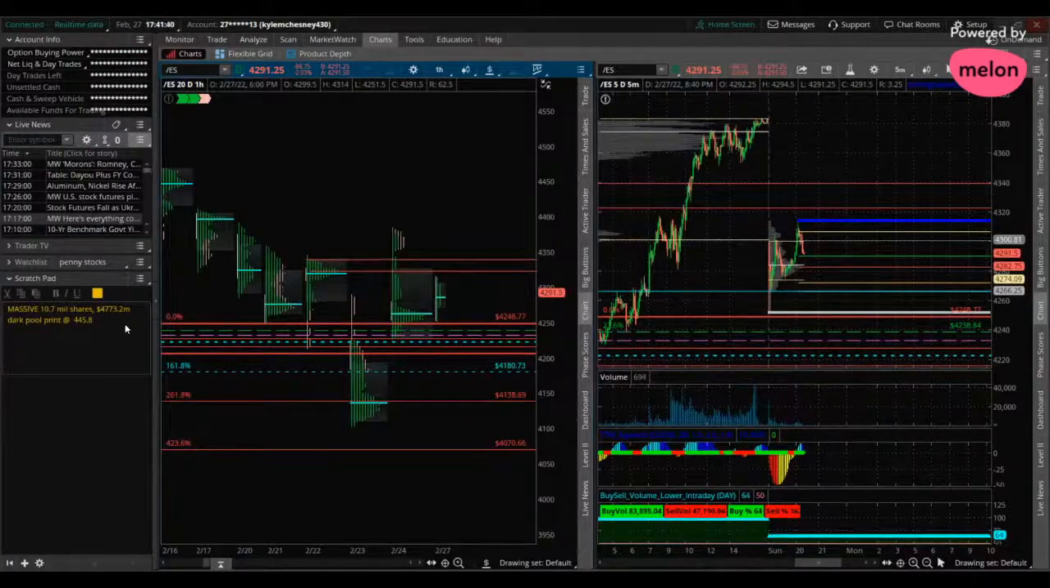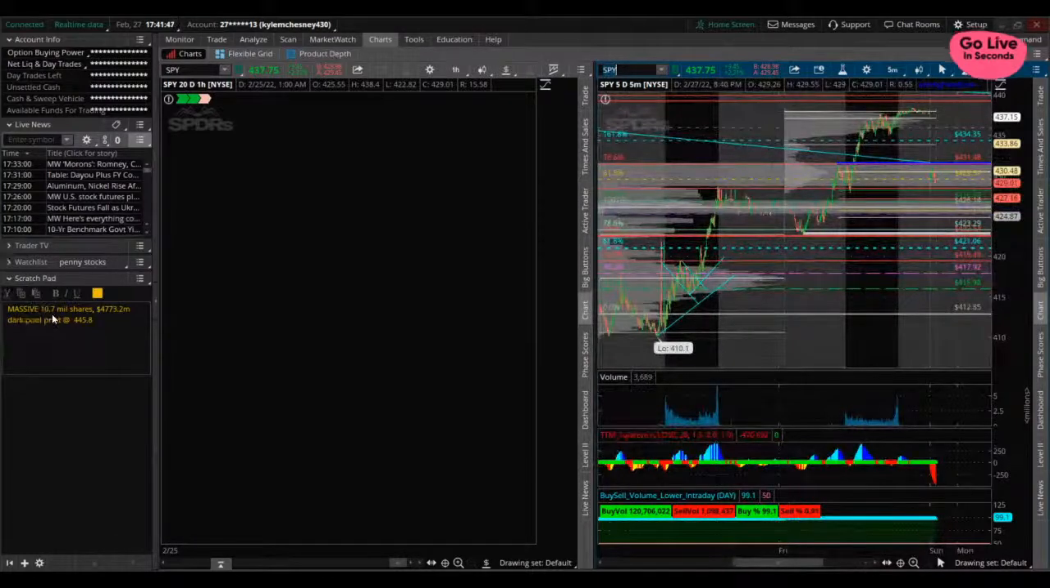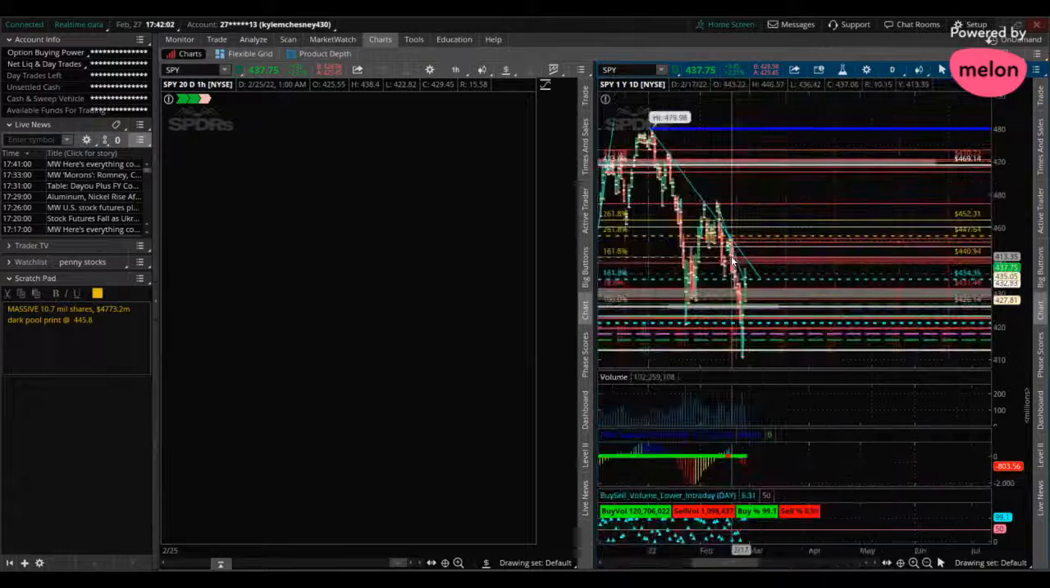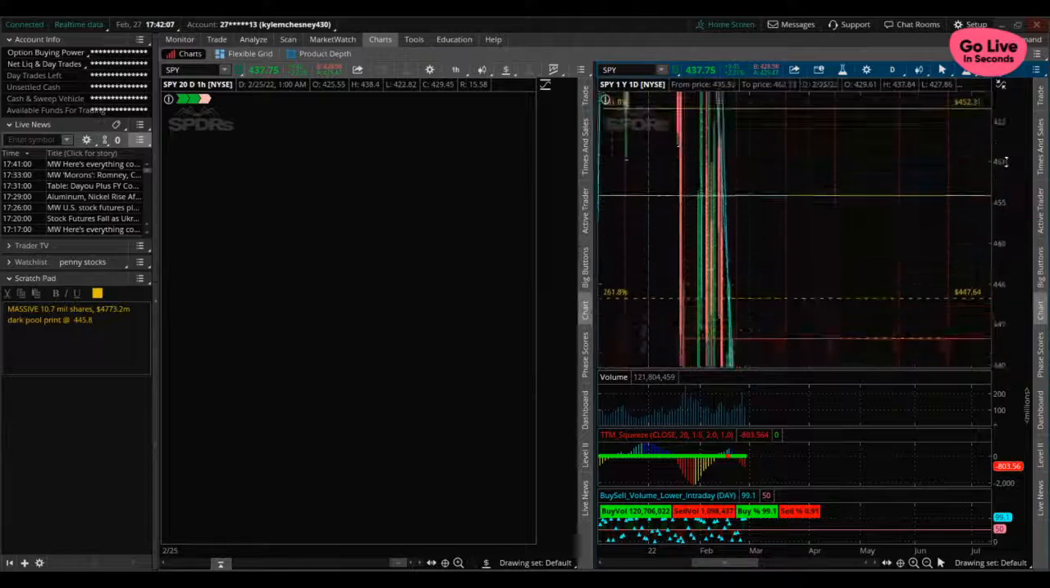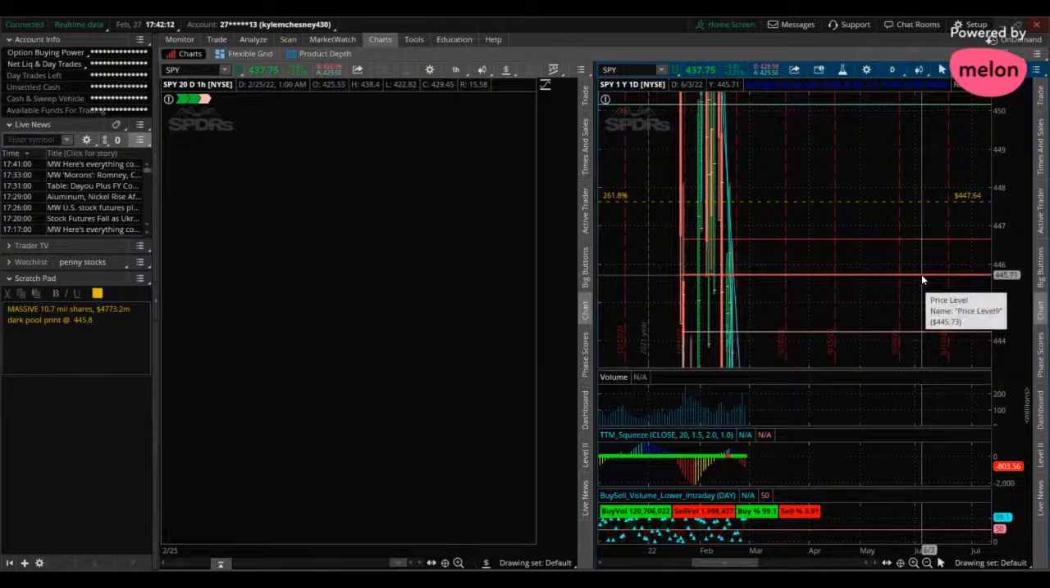Also, one other thing too is that there was a couple of weeks back a massive 10.7 million share, $4,773.2 million dark pool print at 445.8. So if we look at that here on SPY, 445.8 sits right here. 445.7. Let me edit this.